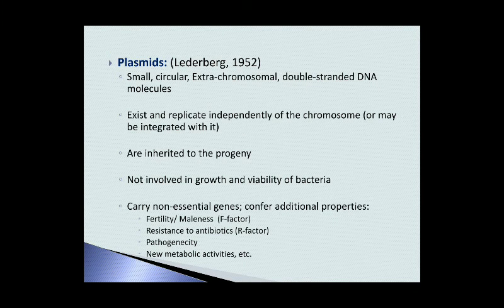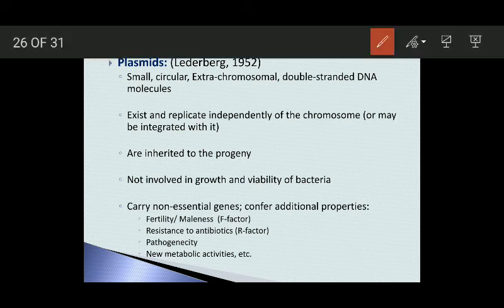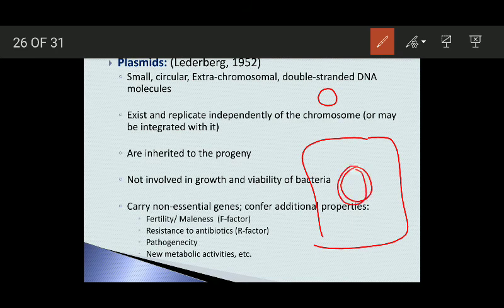Now plasmids. Plasmids are basically small circular extrachromosomal double-stranded DNA molecules. That means this is the bacterial cell. It contains here the nucleoid. In addition to the nucleoid, you will have some small circular extrachromosomal, that means independent from the bacterial chromosome, double-stranded DNA molecules, and these exist and replicate independently of the bacterial chromosome.